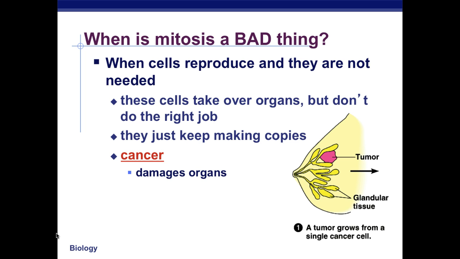So in the picture to the right, you have a mammary gland, and there's an overgrowth of the tissue cells, and that can lead to a tumor. That tumor can be benign or malignant, but I will talk about that in the coming slides.